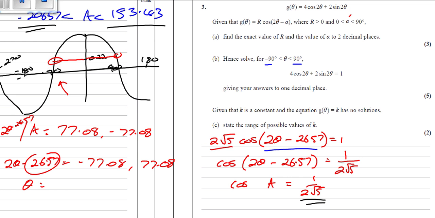So we've got times by 2, and then take away 26.57, and we get 127.59.